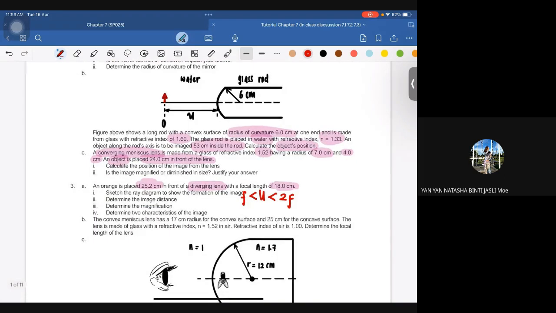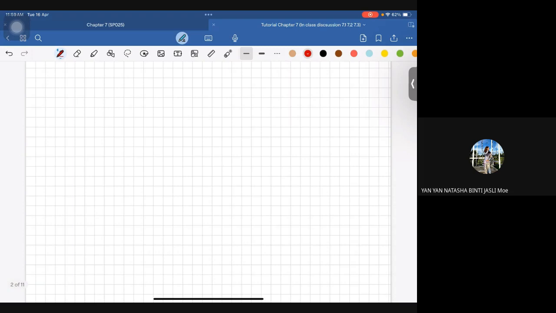And the next one, the magnification. So magnification is just M equals negative v over u. So kamu substitute je lah. Negative 10.5 over 25.2. So kamu akan dapat positive 0.42. Please, 0.42 je lah.